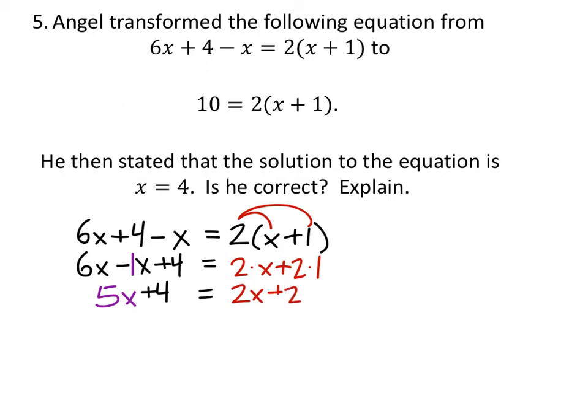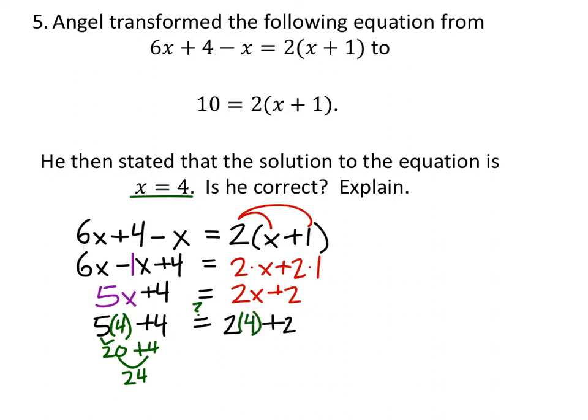And again, these are supposed to be equal. So let's see if they are equal if x is 4. So I'm going to just rewrite these, 5x plus 4. But this time I'm going to say that x is 4. And 5 times 4 is 20 plus the 4, which equals 24. And again, we're looking at this equal to 2x plus 2. Now right now we don't know if this is equal, so we'll put a question mark over the equal sign and we'll replace the x with 4. Well, 2 times 4 is 8, but I still got that plus 2. 8 plus 2 is 10.